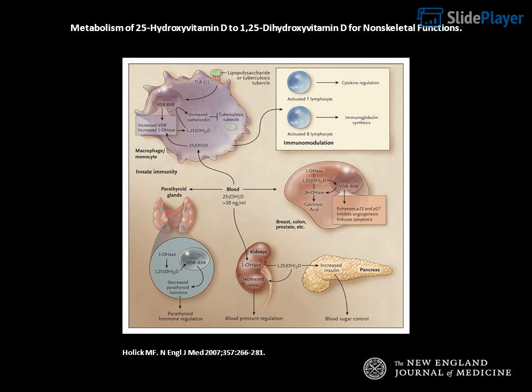1,25-D travels to the nucleus, where it increases the expression of cathelicidin, a peptide capable of promoting innate immunity and inducing the destruction of infectious agents such as M. tuberculosis. It is also likely that the 1,25-D produced in monocytes or macrophages is released to act locally on activated T lymphocytes, which regulate cytokine synthesis, and activated B lymphocytes, which regulate immunoglobulin synthesis.